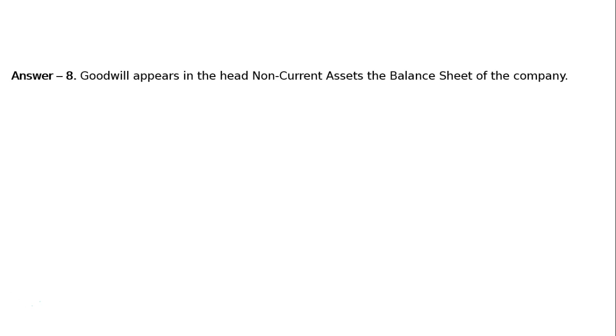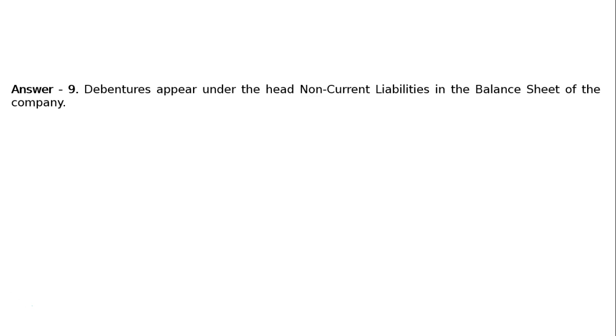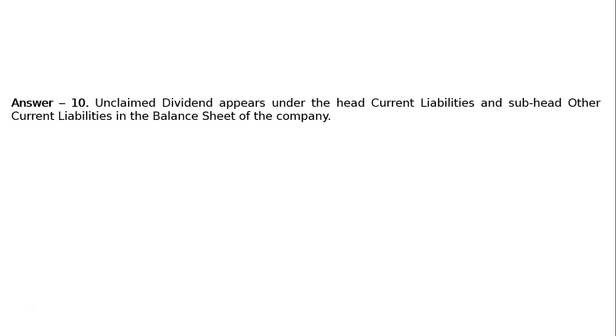Question 9. Name the head under which debentures appear in the balance sheet of the company. Debentures appear under the head non-current liabilities in the balance sheet of the company. Question 10. Name the head under which unclaimed dividend appears in the balance sheet of the company. Answer 10. Unclaimed dividend appears under the head current liabilities and subhead other current liabilities in the balance sheet of the company.